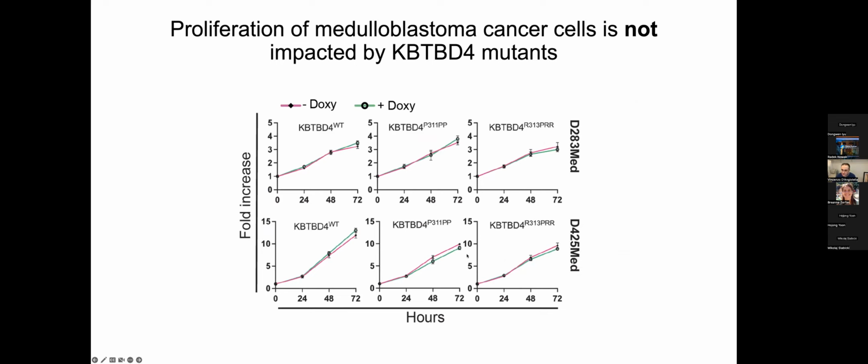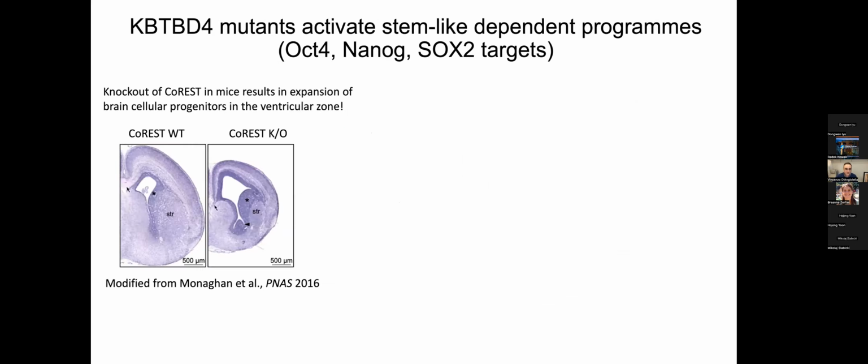So how does KBTBD4 induce tumorigenesis? Because this is the sole genetic driver in a subset of medulloblastoma. Some of the clues came from observations from the lab of Gail Monaghan that showed already in 2016 that mouse knockouts for CoREST have an interesting phenotype. They die at birth, but in their brain, as in a normal situation, you have an expansion of the striatum, and the majority of these cells are neurons, although you cannot appreciate that at this low resolution.